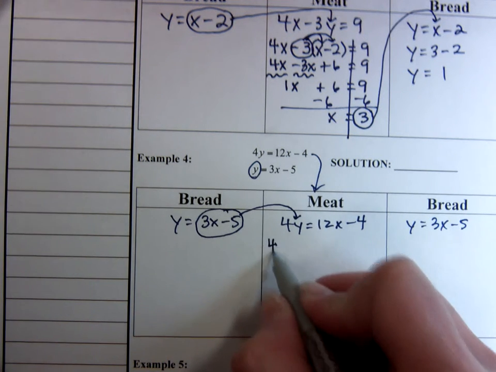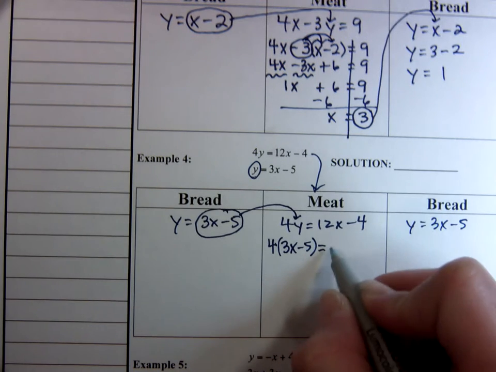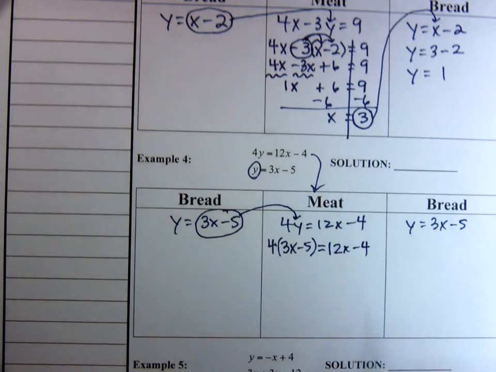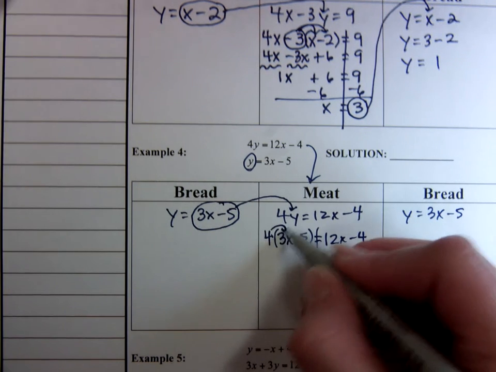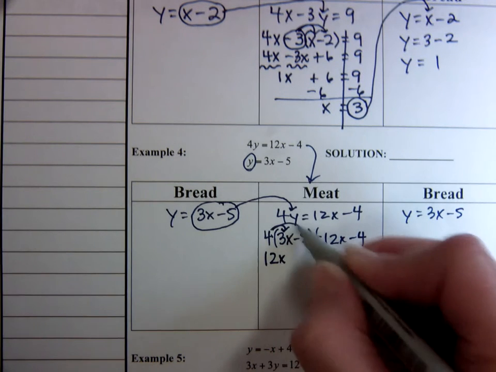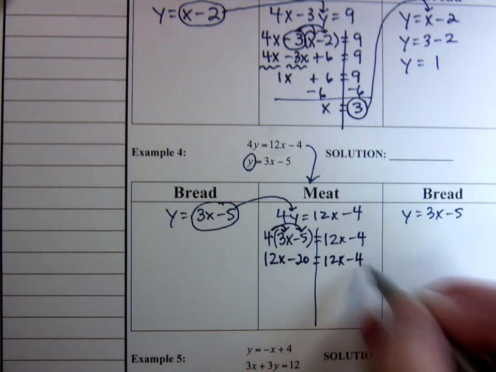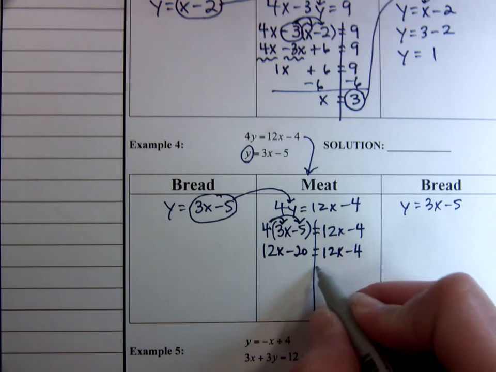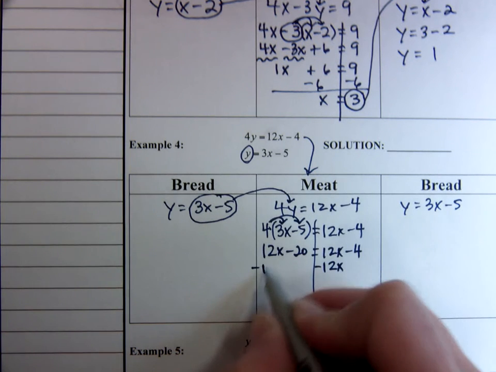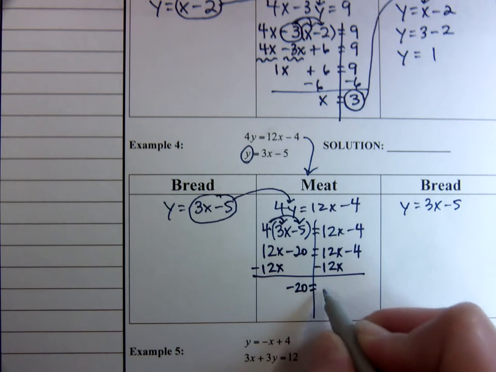So we do 4 parentheses, 3x minus 5, we're multiplying. And then we've got an equals 12x minus 4. Now remember, we've got to simplify those parentheses. We don't want those there. So we're going to distribute. We've got 12x and negative 20. But wait a minute, we've got variables on both sides. What we need to do is get the variables all to one side. So I'm going to subtract 12x from both sides. And we have negative 20 is equal to negative 4.